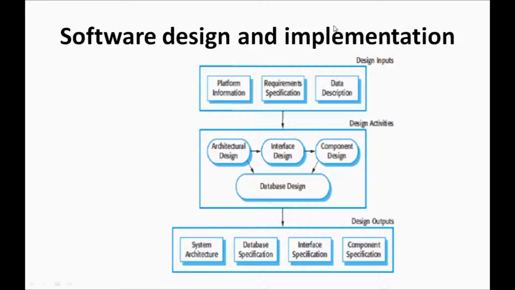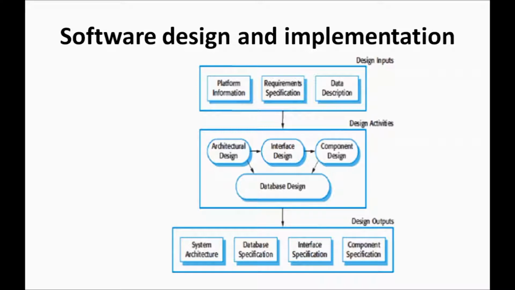So let me begin the explanation of the second process activity, that is software design and implementation. This is the diagram for software design and implementation. Design means you are going to convert your requirement into diagram format. Why am I going to convert my requirement to diagram format?